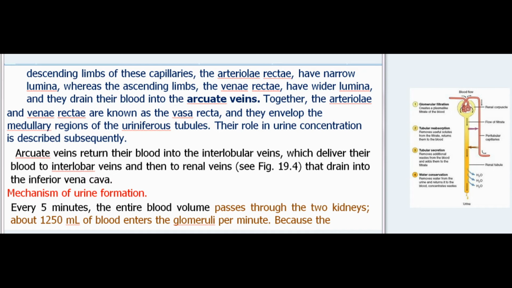Arcuate veins return their blood into the interlobular veins, which deliver their blood to interlobar veins and then to renal veins, see Fig 19.4, that drain into the inferior vena cava.